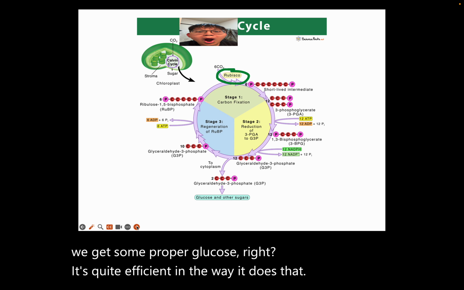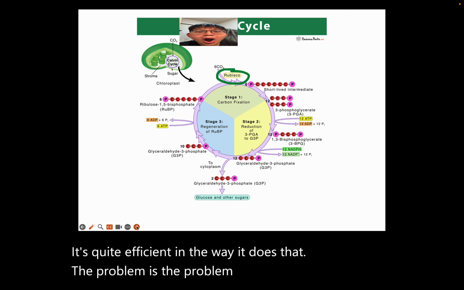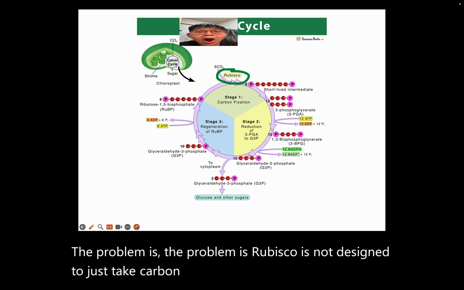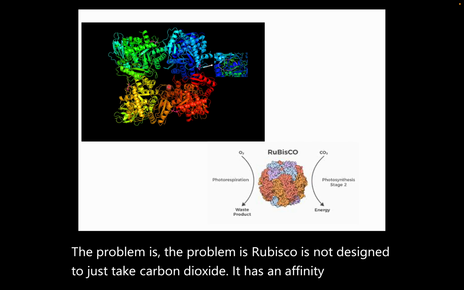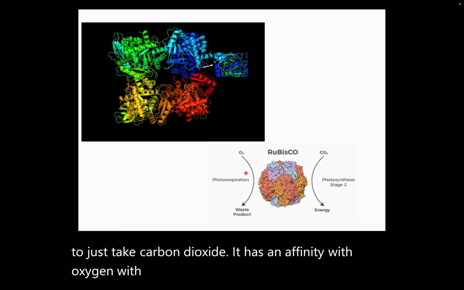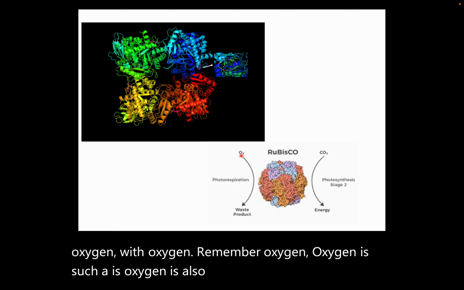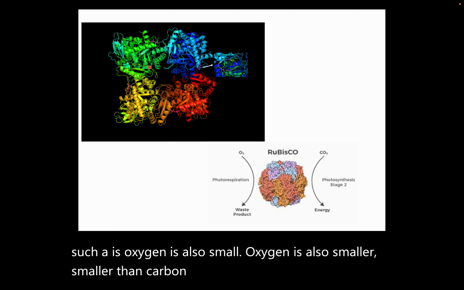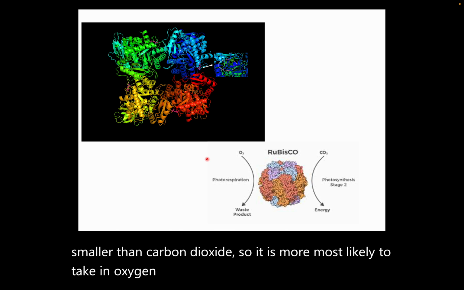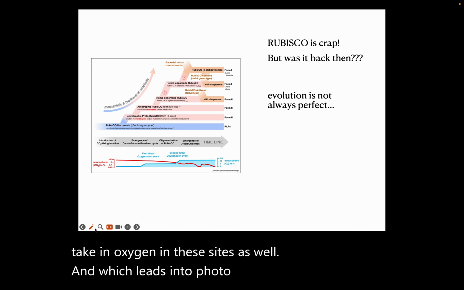The problem is Rubisco is not designed to just take carbon dioxide. It has an affinity with oxygen. Remember, oxygen is also small. Oxygen is smaller than carbon dioxide. So it is most likely to take in oxygen at these sites as well, which leads into photorespiration, which is actually a waste of time.